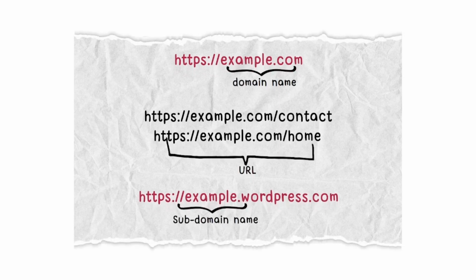Every page, image, or file on your website has its own unique address under your domain name. For example, let's say your domain name is example.com. Your homepage might have the address example.com/home, while your contact page could be example.com/contact. Each of these addresses is a part of a larger URL. URL stands for Uniform Resource Locator, which is the full web address users see in their browser's address bar.